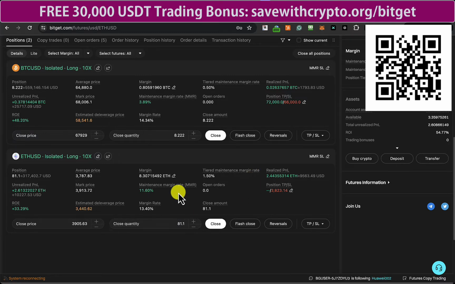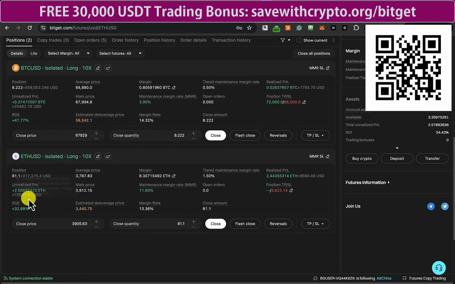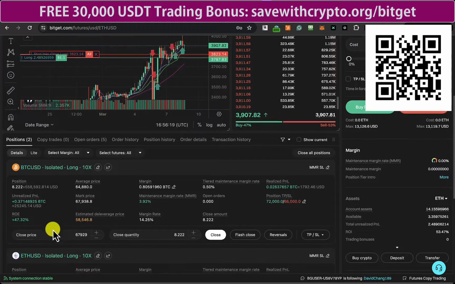The Ethereum one, I've taken $9,563 worth of profit so far today, and it's still just under $10,000 in unrealized profit. So that's good. The Bitcoin one, I've taken $1,793 worth out already, and there's still $25,000 of unrealised profit there, and that one's 47% in profit.